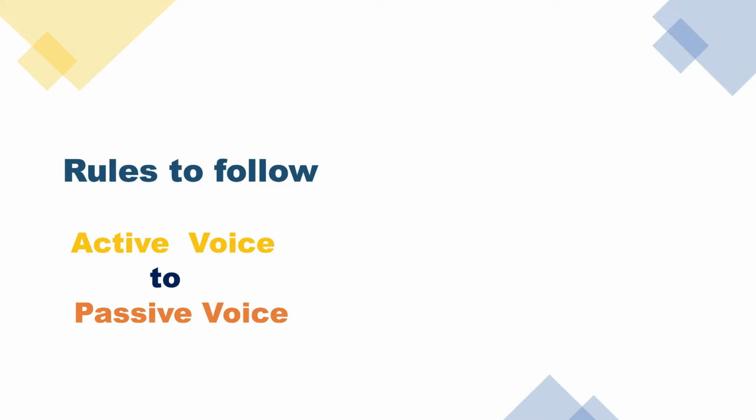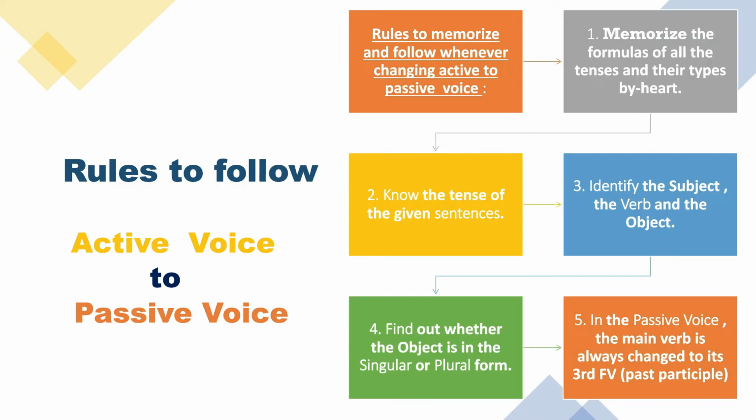Active and passive voice. Now before learning how to change active to passive voice, there are some rules you will have to follow. Rules to memorize and follow whenever changing active to passive voice. Number 1 is memorize the formulas. Like I just said, you have to memorize the formulas of all the tenses, present, past and future tense. That's the first step.